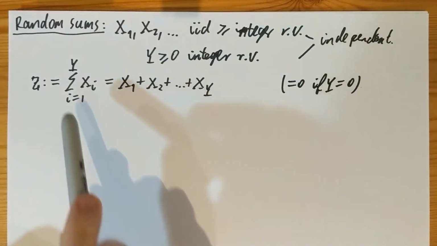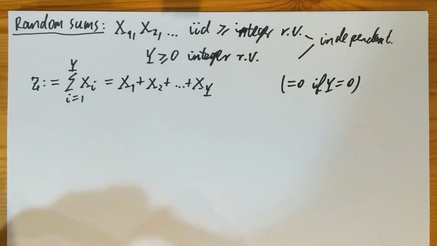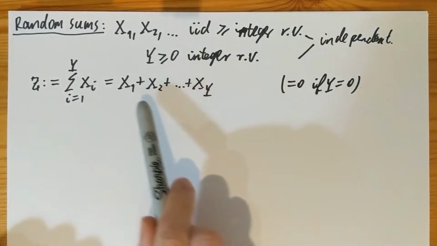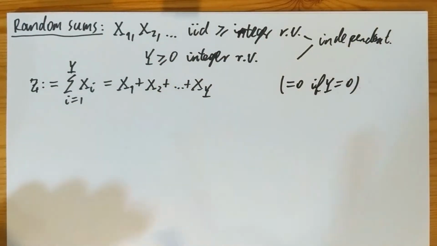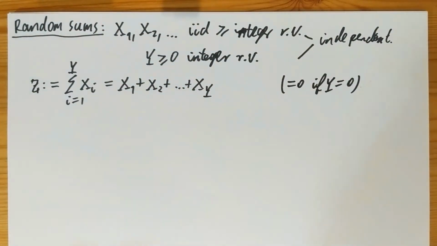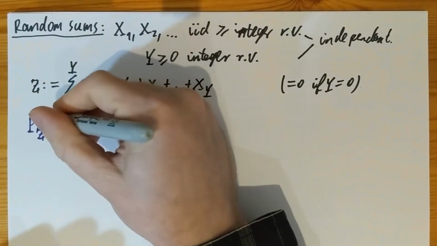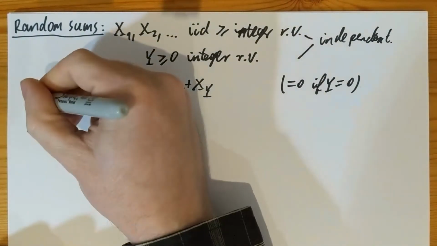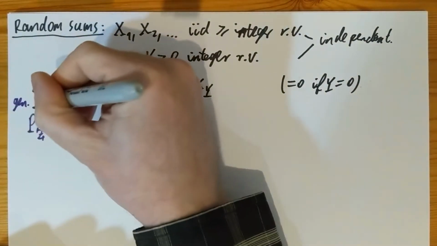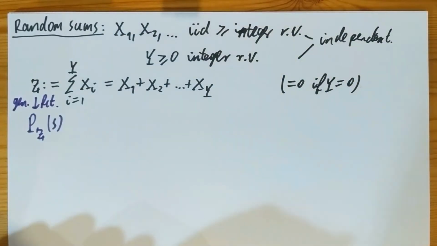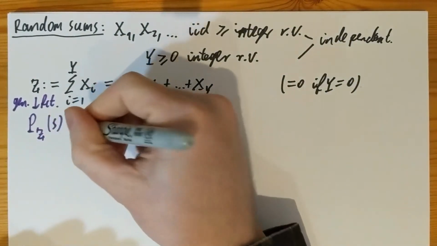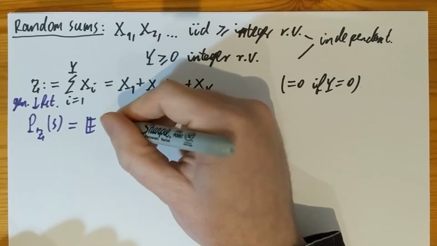Of course it can also be 0 if you have a bunch of X's and all of these X's happen to be 0. So it's a random number of these IID X's summed up, a random non-negative integer number of them summed up. What I want to know is the generating function of this thing. What is the generating function P of Z? By definition this is the expectation of s to the Z.